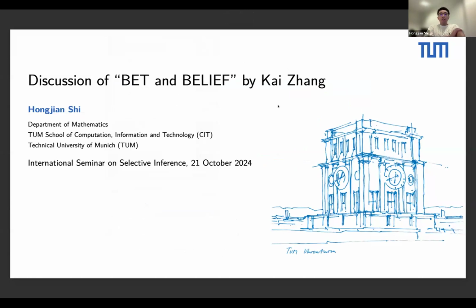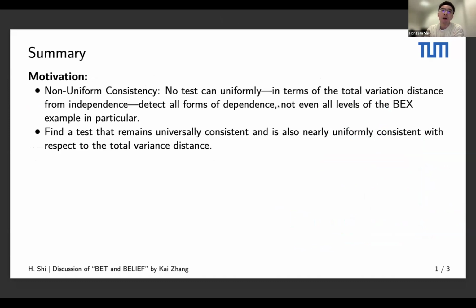Thank you very much first for inviting me here, and I'm very honored to be the discussant of the Bet and Belief by Kai Zhang. I indeed enjoyed the presentation, and first I want to start my discussion with a short summary, the takeaway I take from Zhang's presentation.